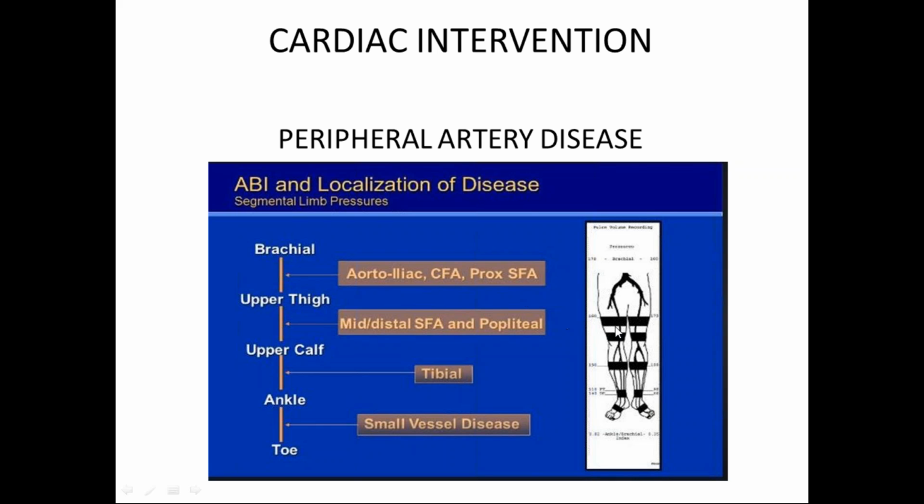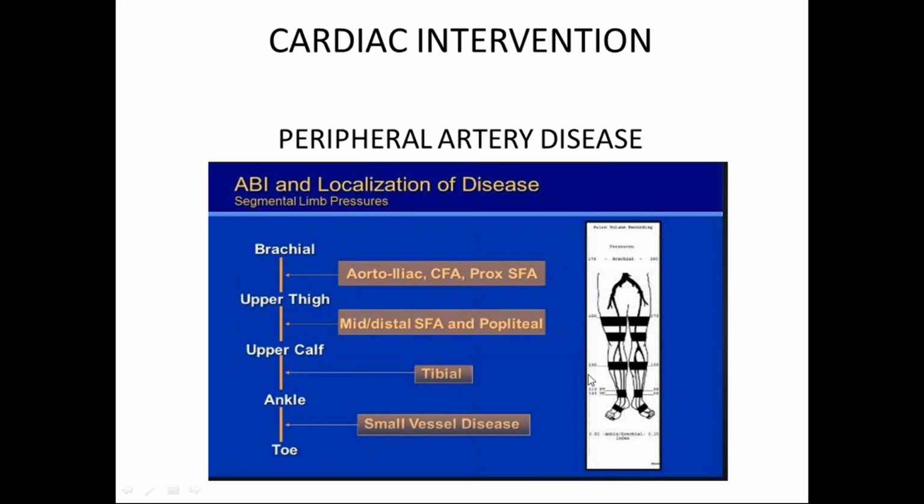Okay, if it's the upper thigh, you're not going to get much of the superficial femoral artery, so I wouldn't really put this right there. If it's the upper thigh, it's mainly the aorta iliac right inside here, or the common iliac, and probably the common femoral artery as well. If the upper thigh is normal and the upper calf is abnormal, so the abnormality is between the upper thigh and the upper calf, then the blood vessels that you're looking at are the superficial femoral artery and the popliteal.